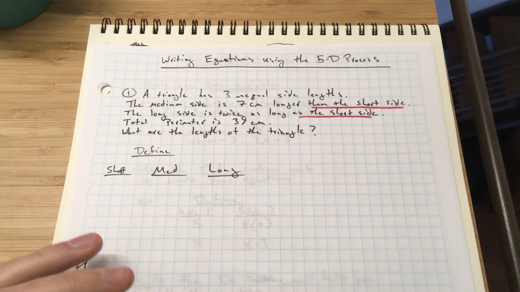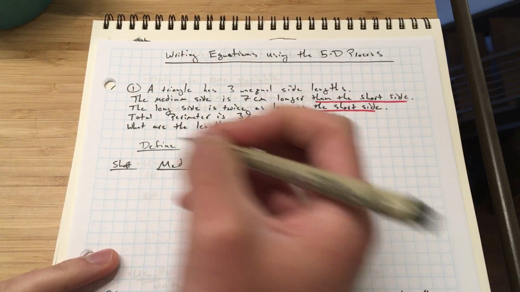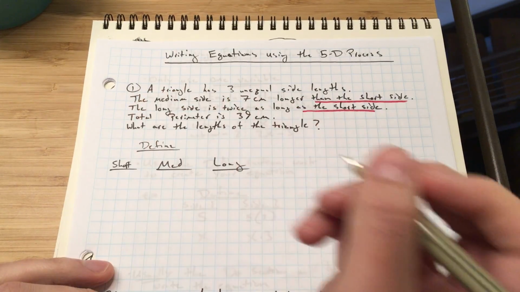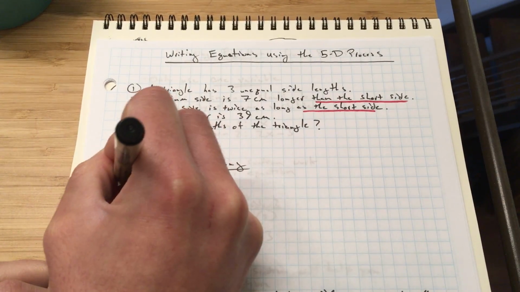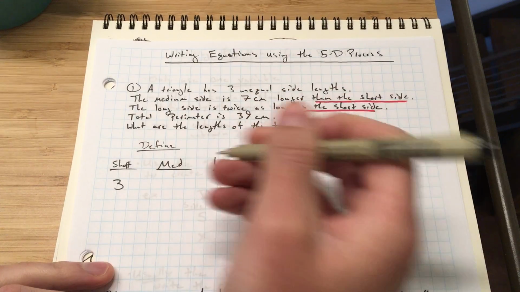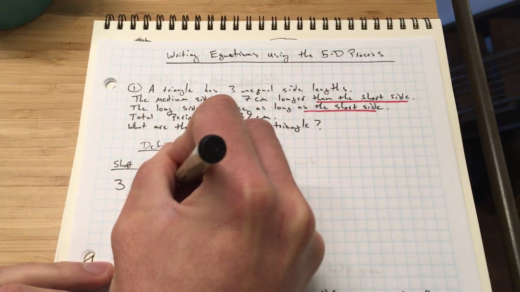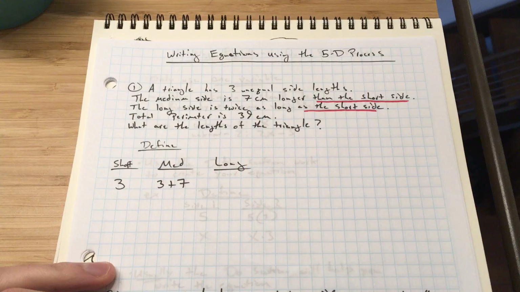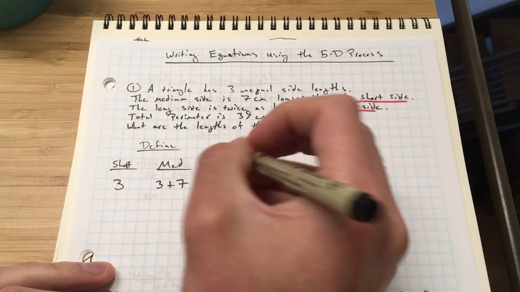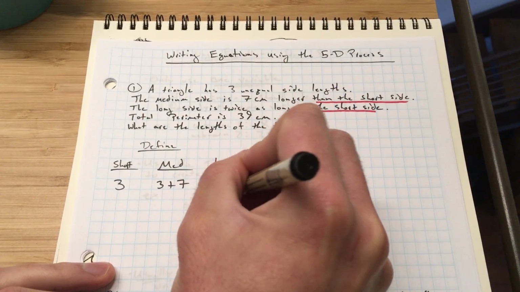Let's start with an example just to get you started. Let's pretend you tried this on your own and you tried, let's say, 3 for the short side. And you said, okay, the medium side is 7 inches longer, so that's 3 plus 7. And now the long side is twice as long as the short side, so that's 2 times 3.